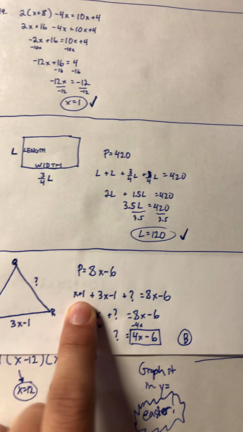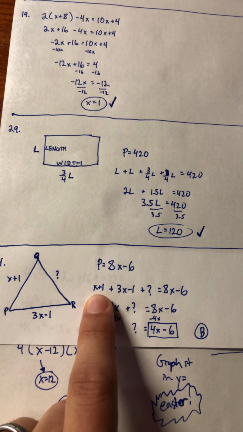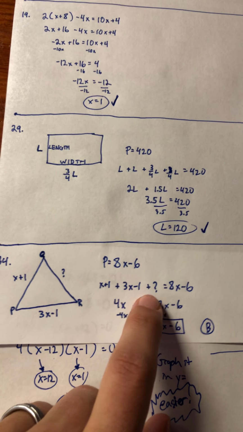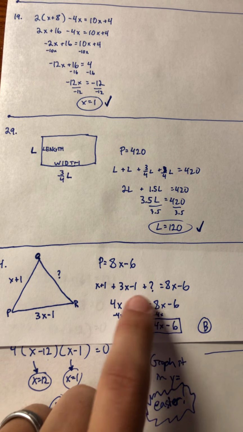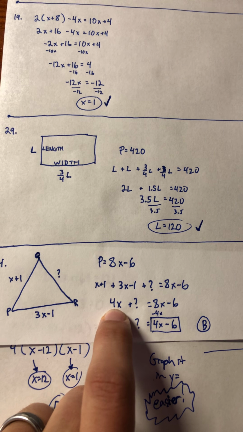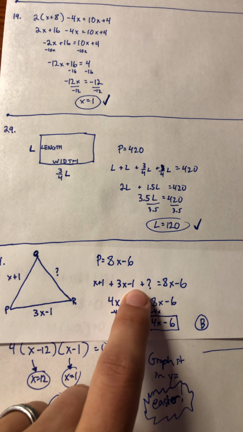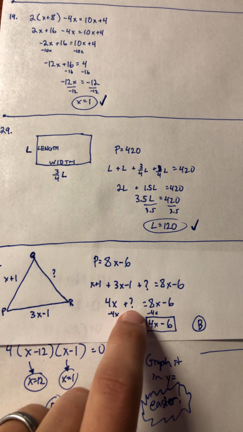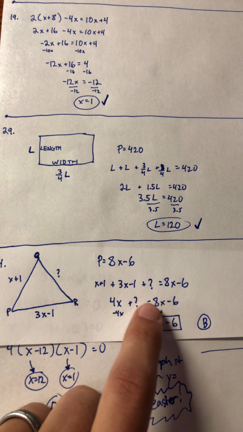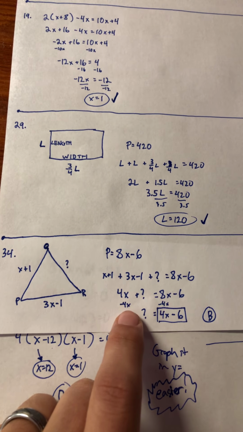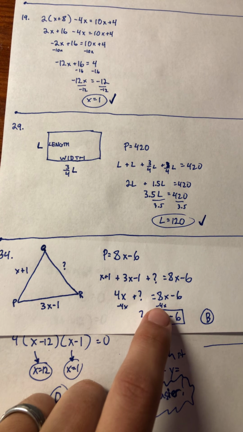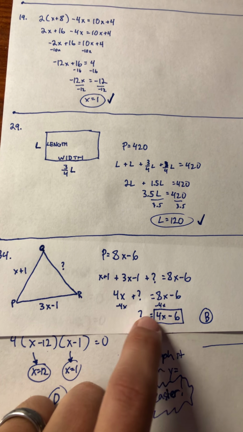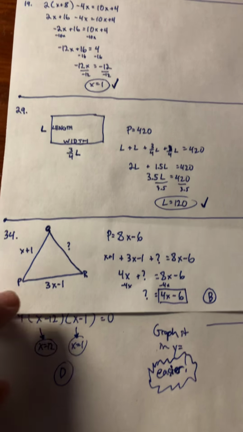You can do it quantitatively right here, algebraically. So x plus 1 plus 3x minus 1 plus question mark, QR, equals 8x minus 6. Combine your like terms. That's 4x, and then 1 minus 1 cancels out to 0. So you get 4x plus question mark equals 8x minus 6. And all you have to do to solve for question mark is subtract 4x. When you do, you get 8x minus 4x is 4x. 4x minus 6. That's your missing side. That's answer choice B.